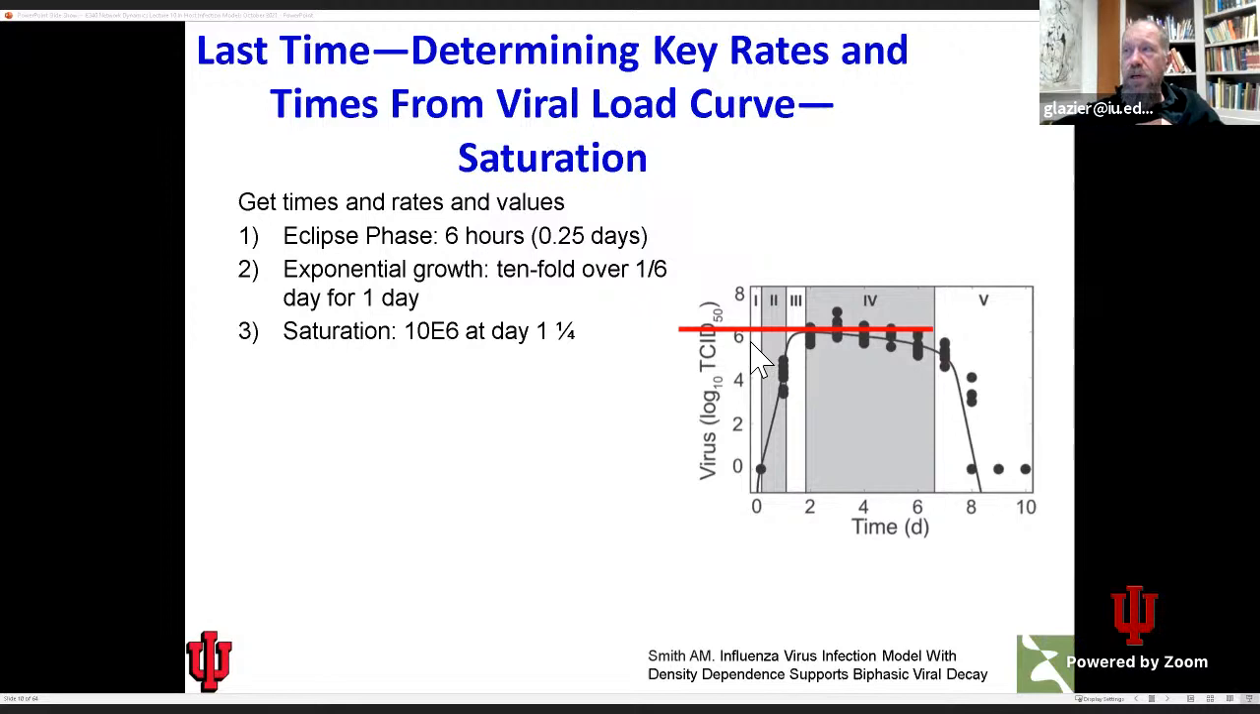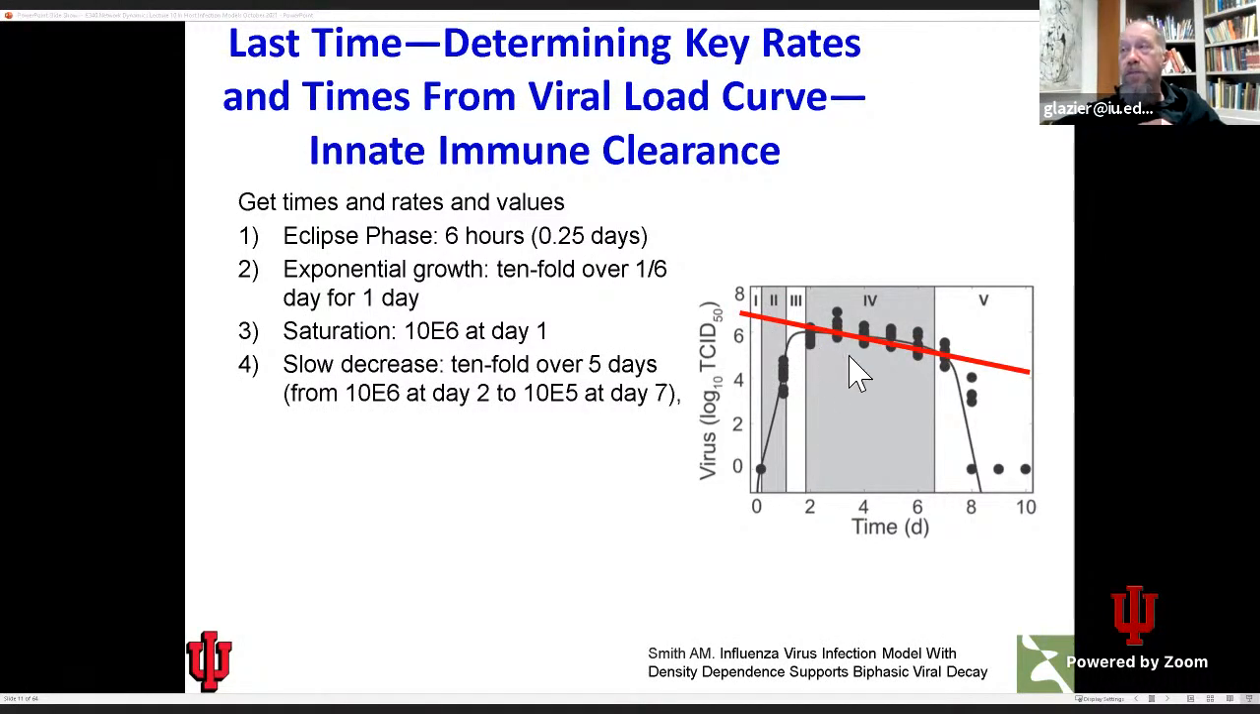The maximum viral load, in units of log 10 TCID50, as we talked about last time, is about 10 to the sixth. And then we have a period of approximately 5 days when the amount of virus is going down. It goes down fairly slowly, but it does go down by a factor of 10 over 6 days.